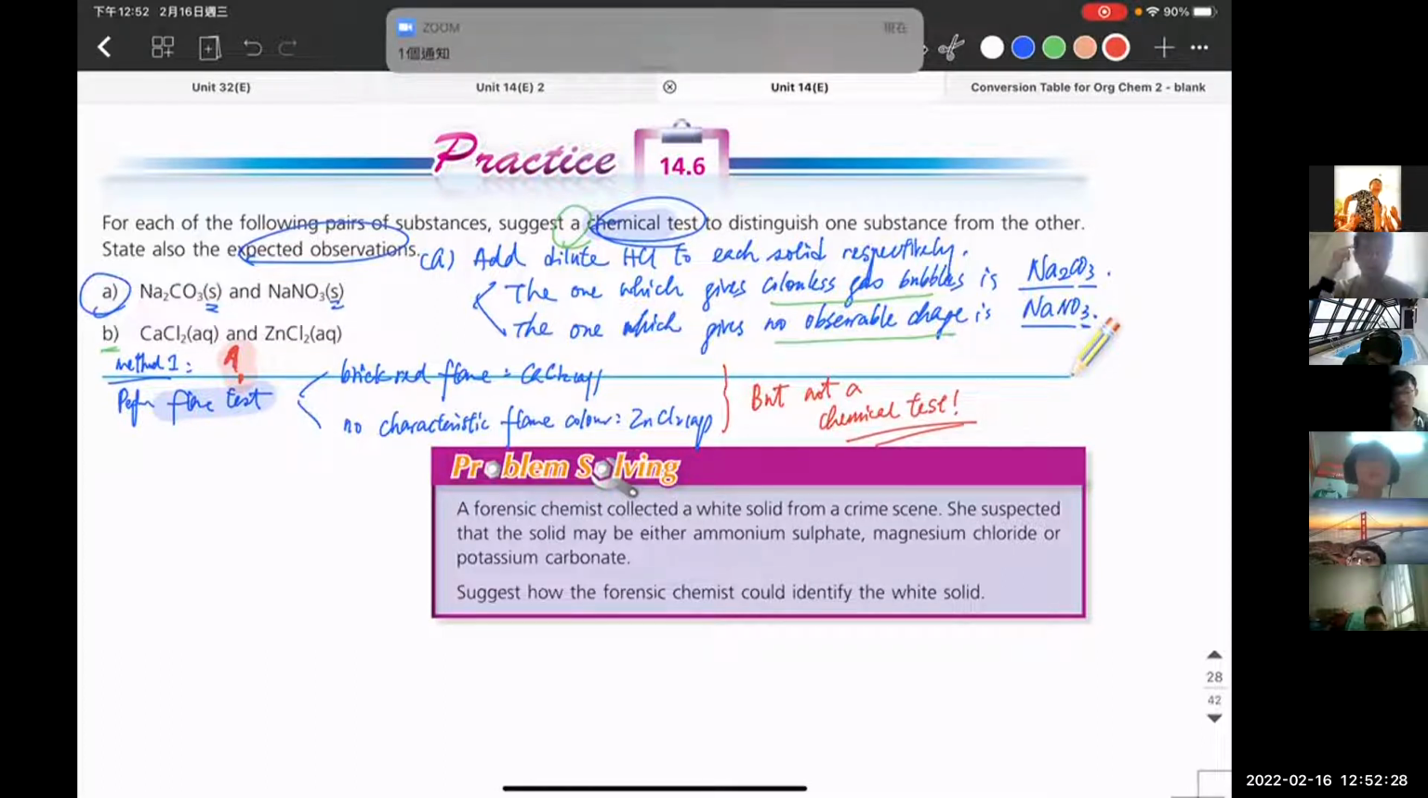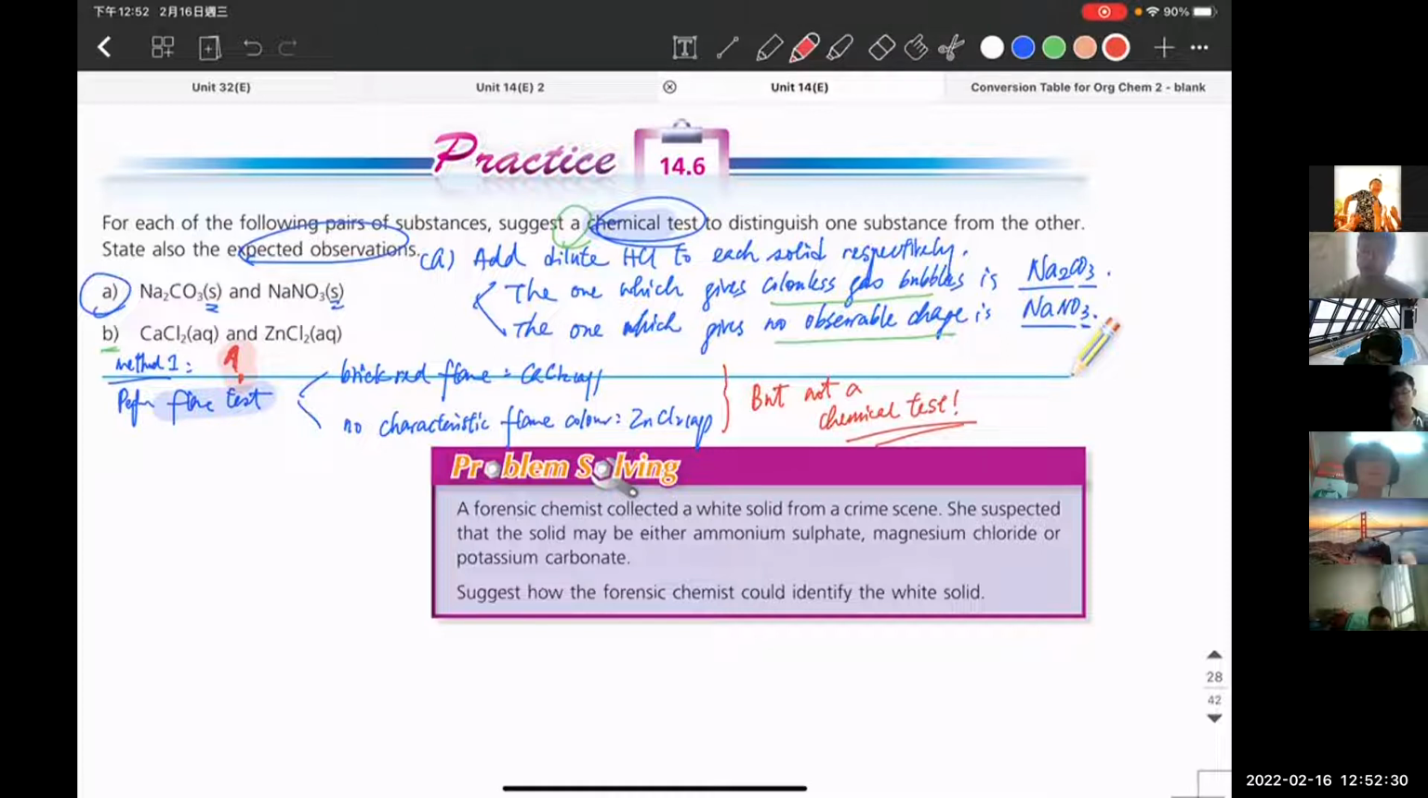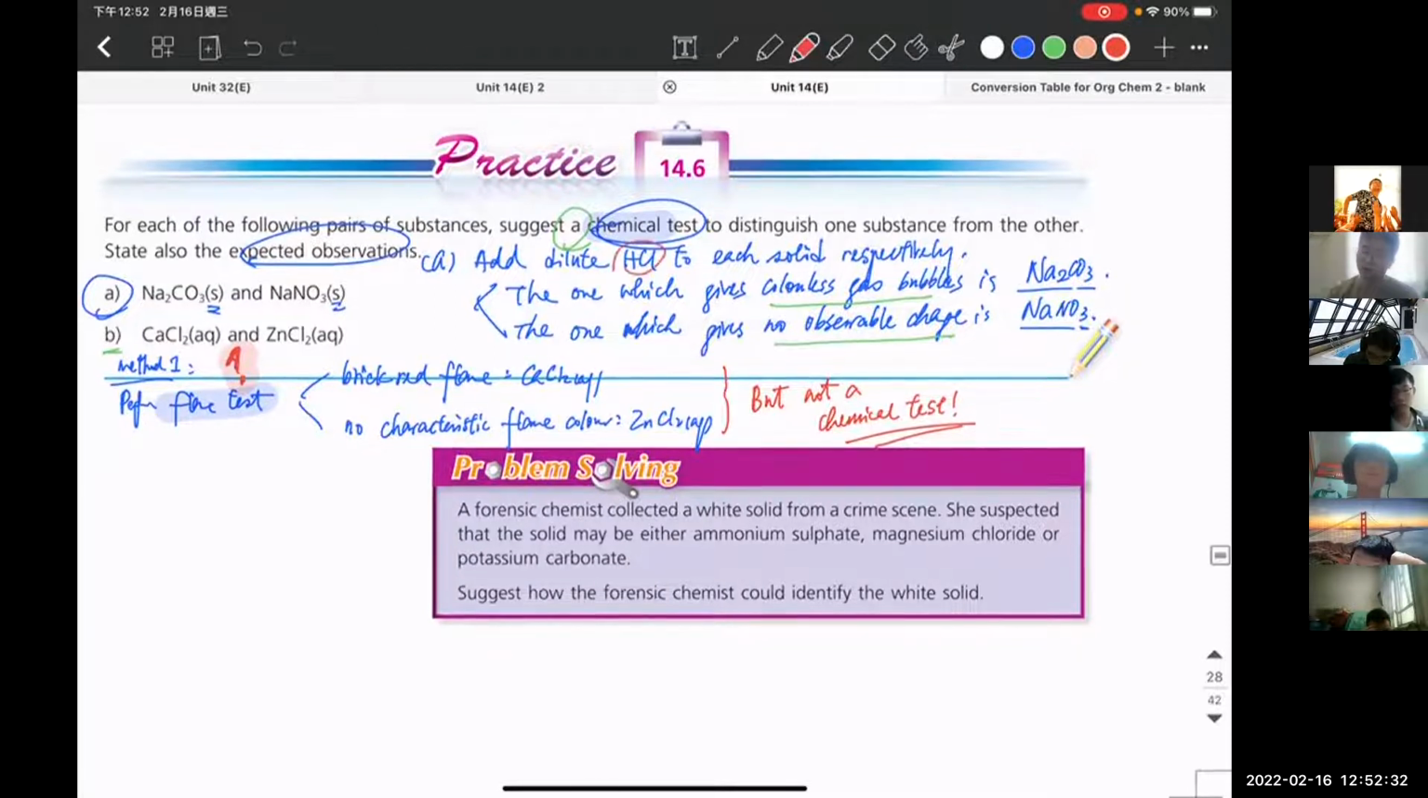If I use this concept of chemical reactions, take a look at this. Why did you get gas bubbles? It is because there is a reaction between the acid and carbonate, the hydrogen ion and carbonate to form CO2 and H2O, but not for nitrate. So that's why we call this a chemical test, because afterwards you can write down a chemical equation.